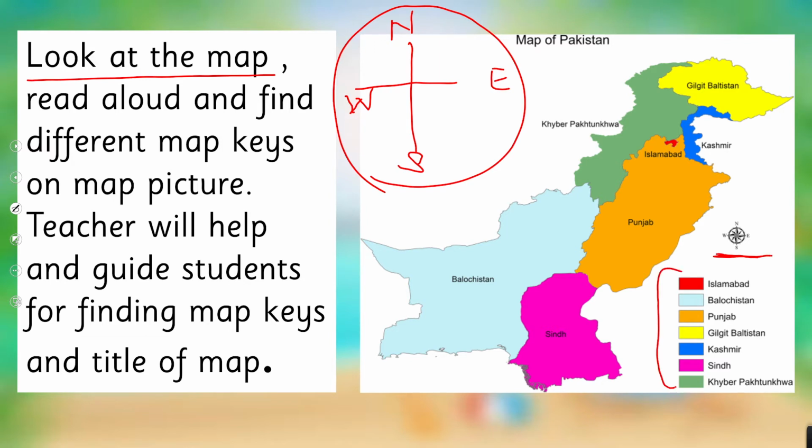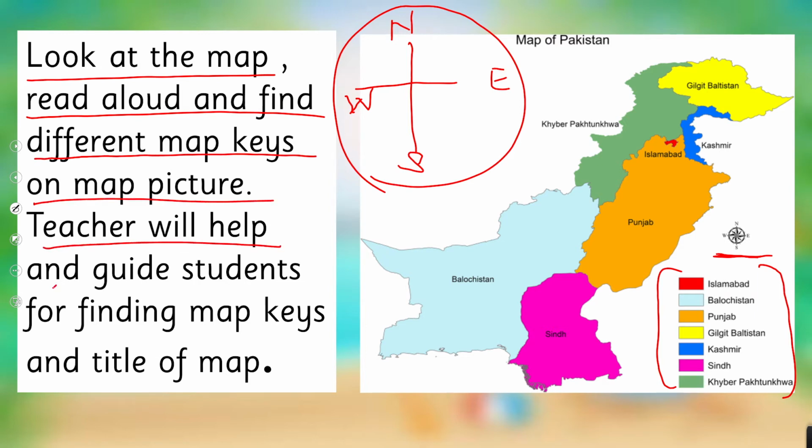Here you can see a color key. Now you will look at the map, read aloud, and find different map keys on the map picture. The teacher will help and guide students in finding map keys and the title of the map. For example, your teacher may ask you, what is in the north of Punjab? So you will find where is Punjab, where is north, and what is there.